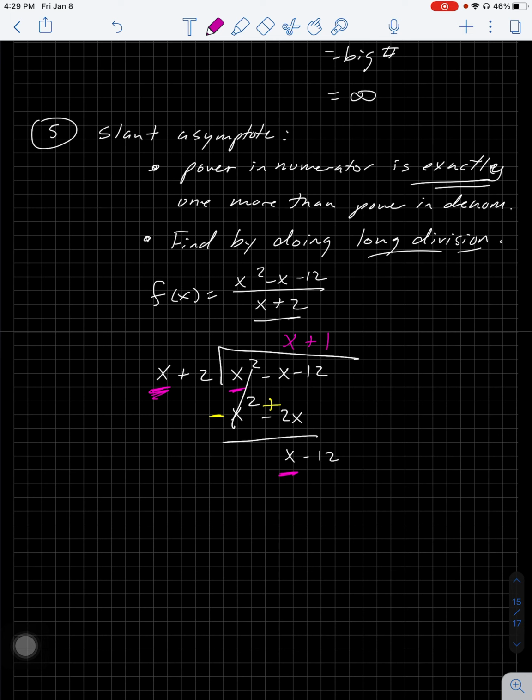Now here's the cool thing. This is just crazy. It does not matter what the remainder is. So once you finish this last place on your division, you're done. You throw y equals in front of this, and this is the slant asymptote. Isn't that crazy? I can't even believe it. Like, who in the world discovered this? It's stunning.